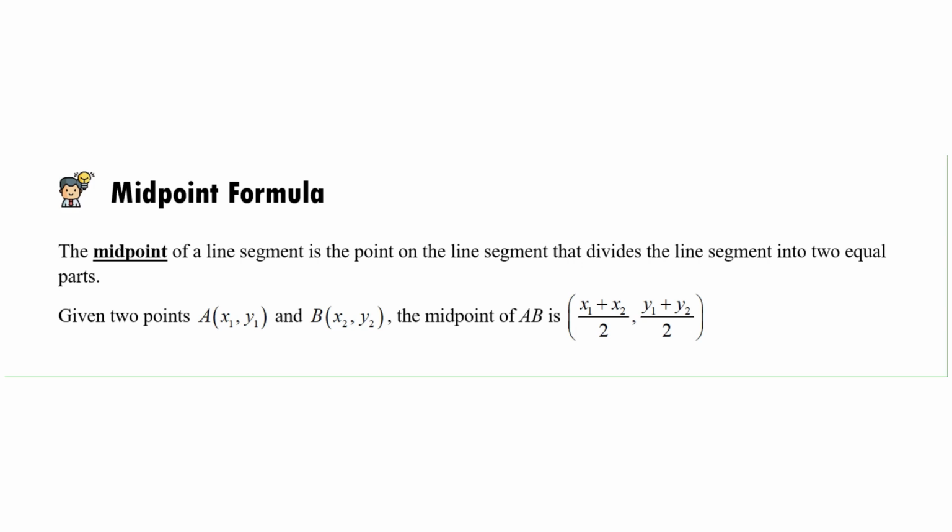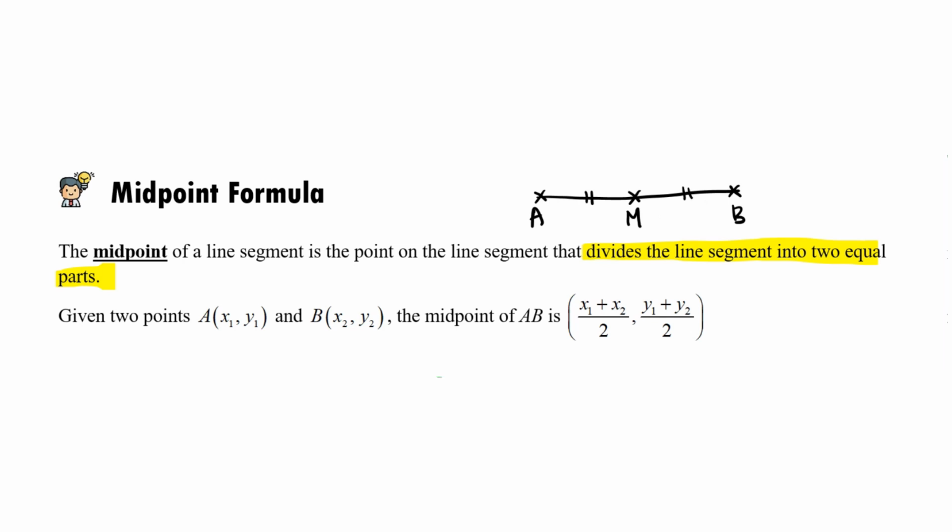So what exactly is a midpoint? A midpoint is found on the line segment and it divides the line segment into two equal parts. So what this means is that if I have a line segment AB, the midpoint will be the point that is right in the center, and it will create AM to be equal to the length MB. Okay, so M is going to be what we call the midpoint.